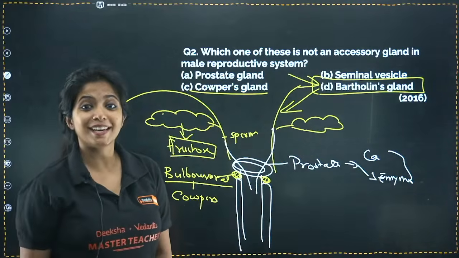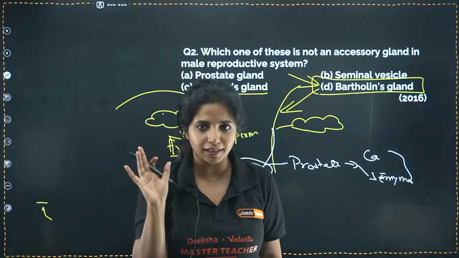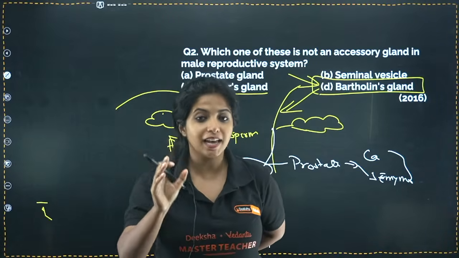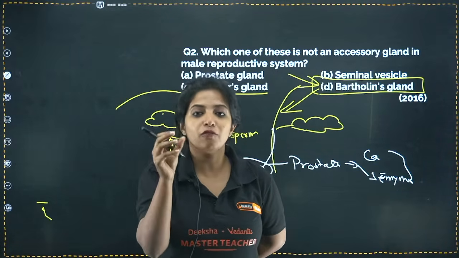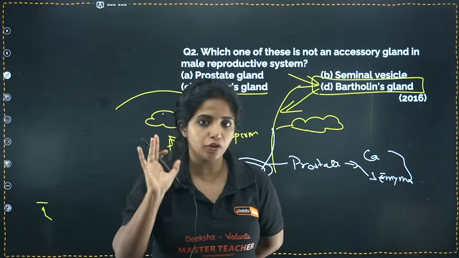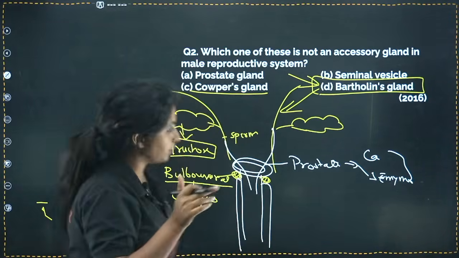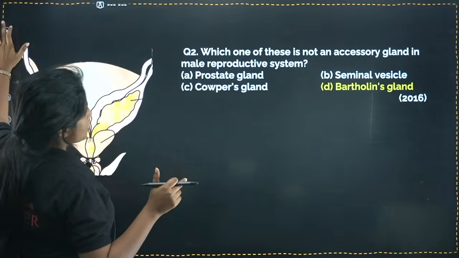Bartholin gland is there in the case of females, and it is not there in your NCERT. It is not there in your NCERT. It is there near the vaginal opening of the females. That is also for lubrication. Done? Okay, fine. So your answer for this question is D.